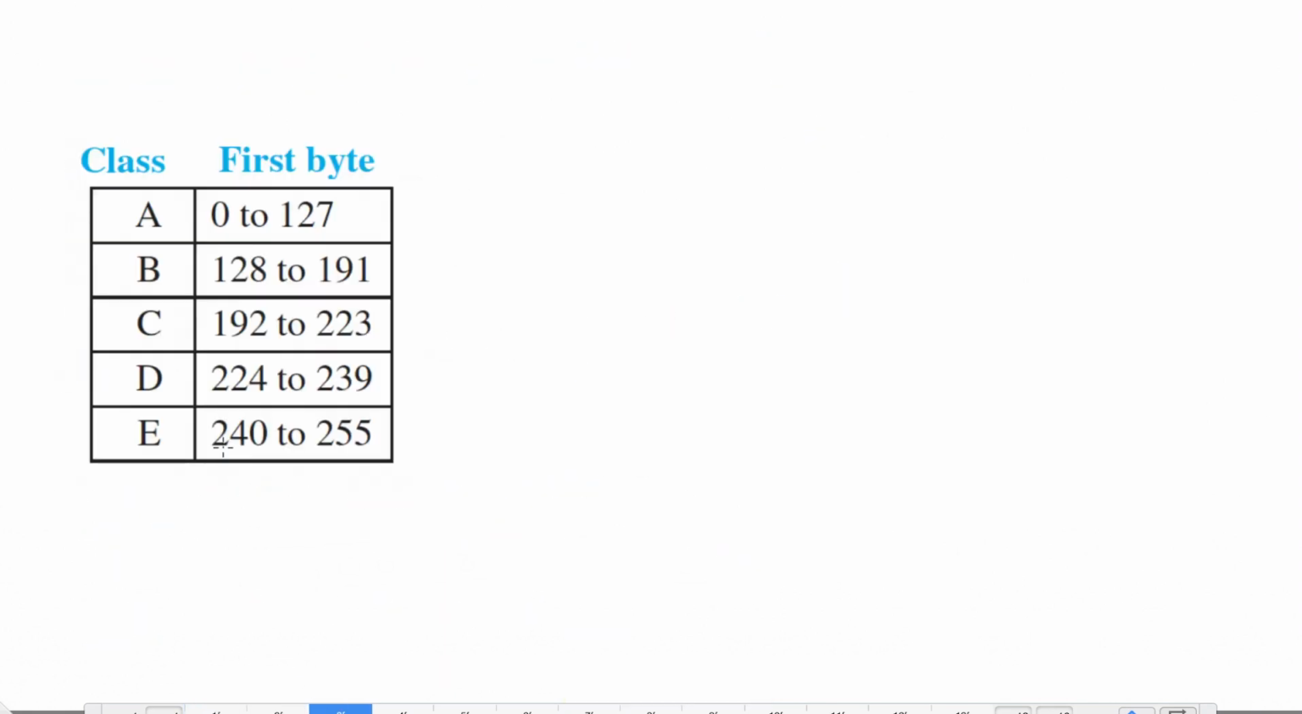And this is what I have written here. 240 to 255 is for class E. For class D, 224 to 239. That's how we can calculate these numbers for the decimal number system.